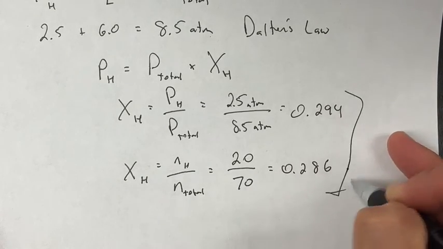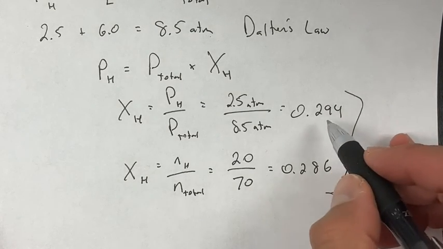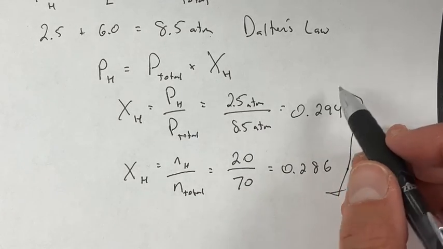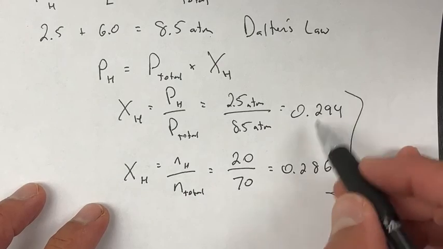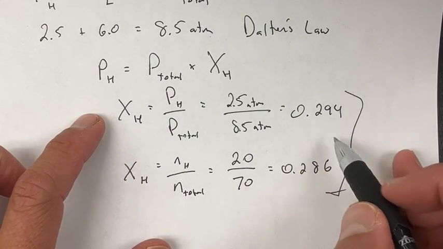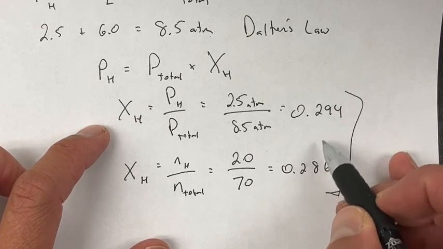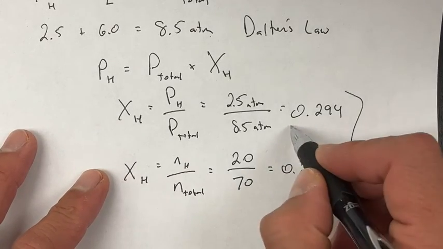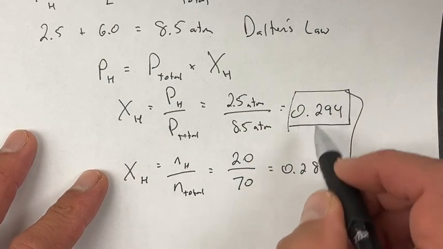These two numbers are pretty close. If you remember, the simulation is not perfect. The atmosphere is bouncing around quite a bit, so they should be the same in theory, and they are pretty close. Okay? So this is my mole fraction. I'm just going to use the pressures this time.